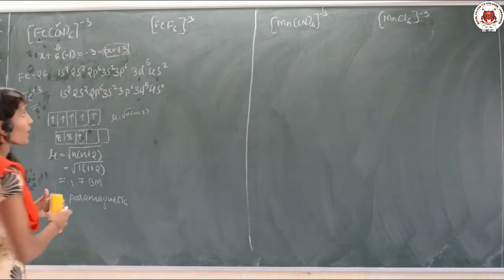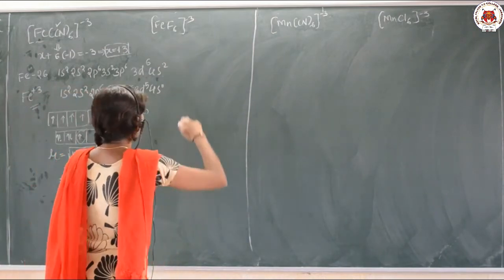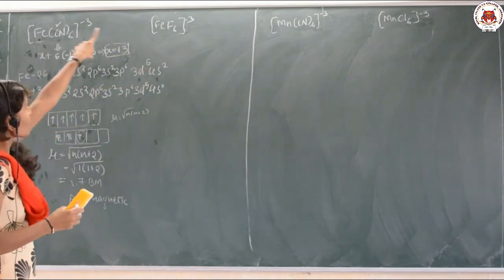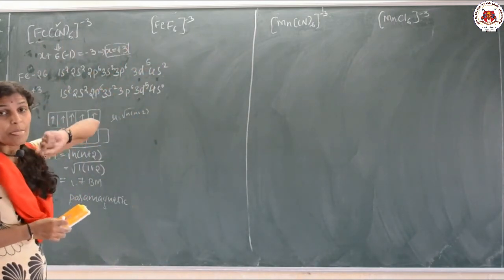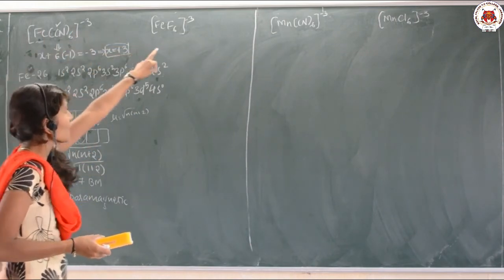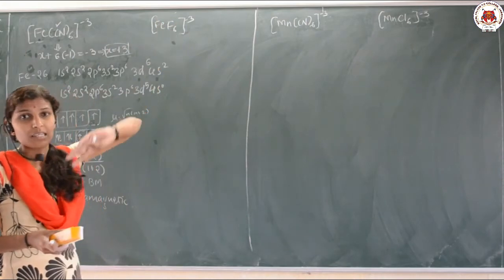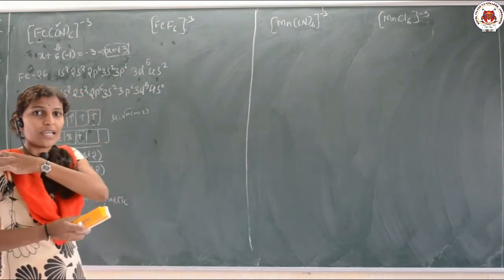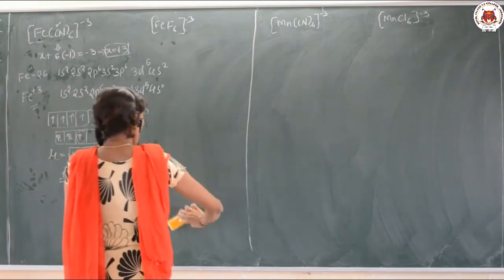So let us go for one more example. Here Fe, F6 is there. In both cases the central metal atom is iron only. But the ligands are different. Here it is a strong field ligand, here it is a weak field ligand. So now here the ligand is a weak field ligand.